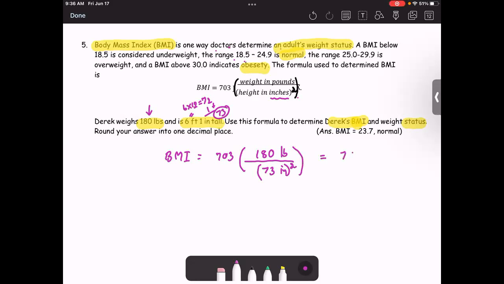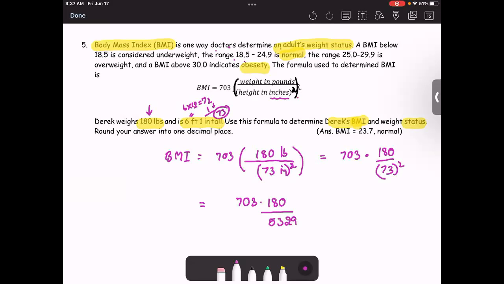So 73 inches in the denominator, and then power 2. Basically, we are going to simplify the expression of 703 multiplied by 180 divided by 73 raised to the second power. Based on the order of operations, we have the product, we have the quotient, and we have the power or the exponent. We're going to work on the exponent first. 73 squared is 5329. So we have 703 multiplied by 180 divided by 5329.